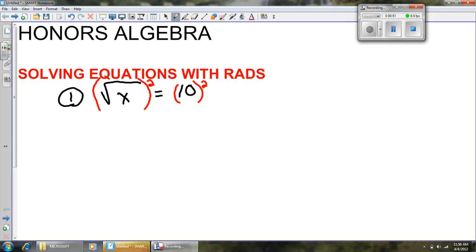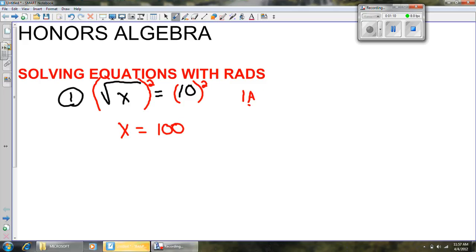All right, so since it's the second power, the positive square root, I am going to square each side. And when I square rad x, that's rad x times rad x. And you should know by now that that simply gives us an x. Now 10 times 10 would be 100. There you go. Why don't you try this one?